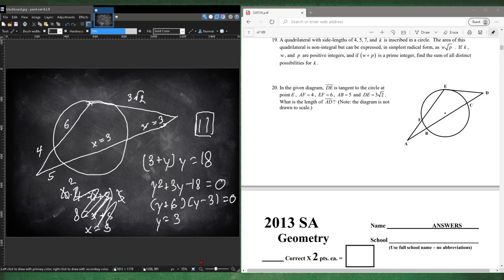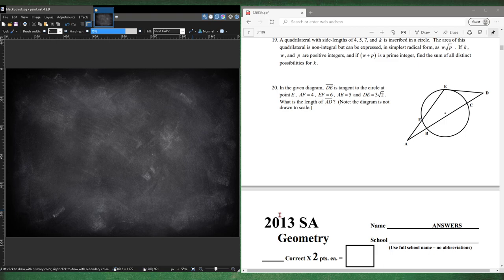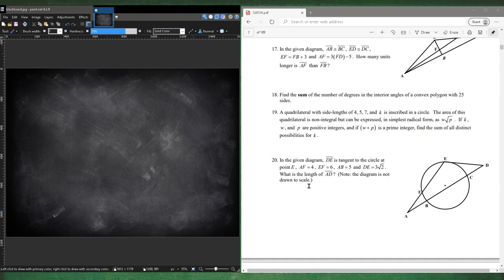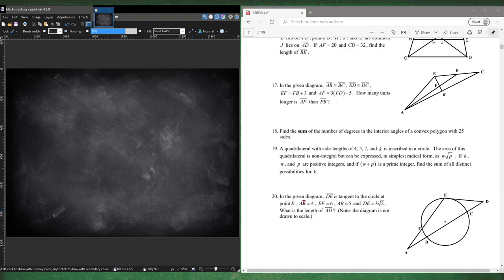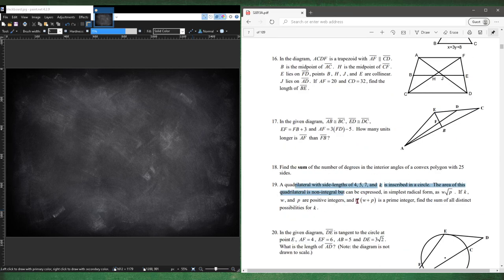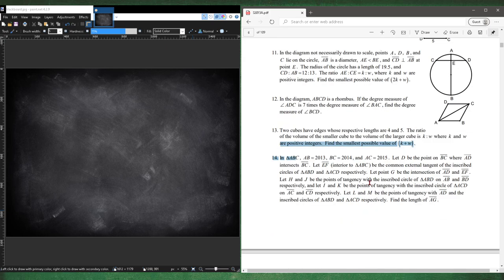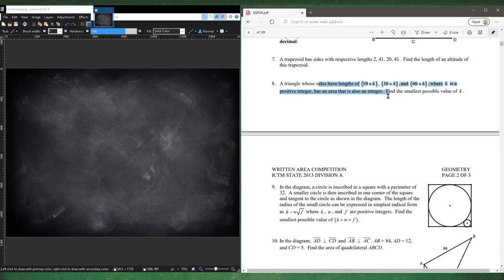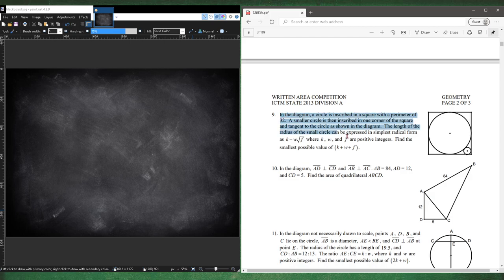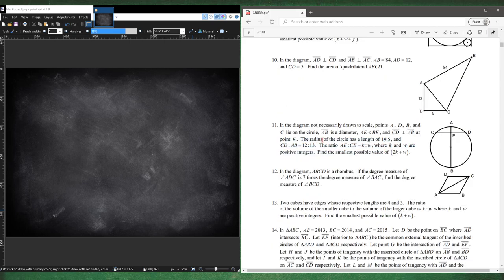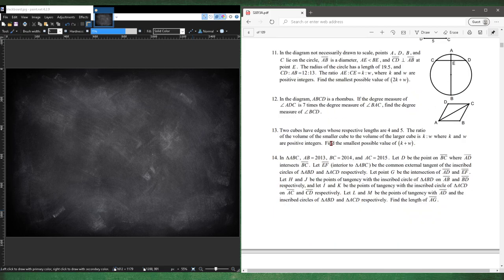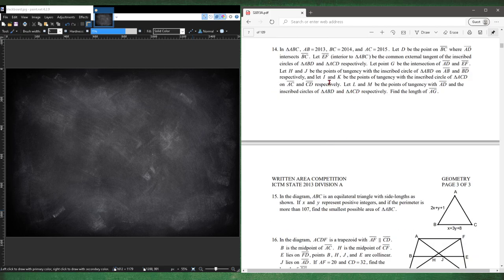And that completes everything. As an overview, it's probably the most challenging one, because there's a bunch of questions that take a bunch of time, like number 19, number 14, and number 8. And then there are some questions like 9 and 11 that also take a while to solve. So overall, you gotta know your formulas or you're gonna struggle really badly on this.